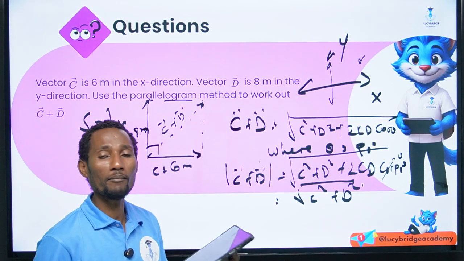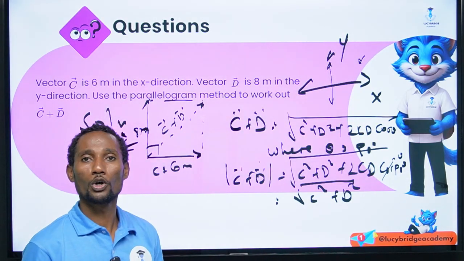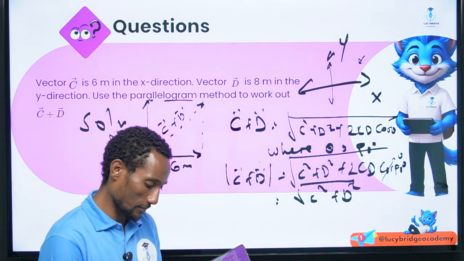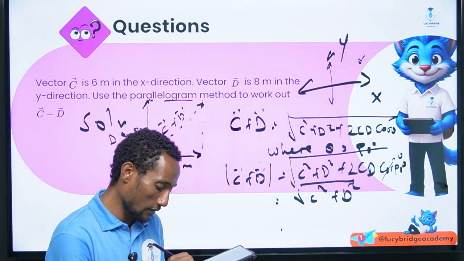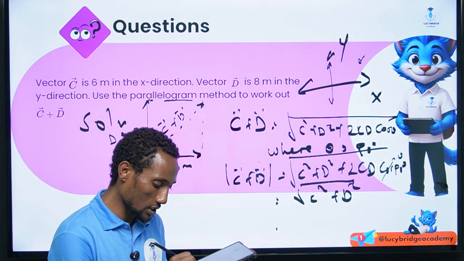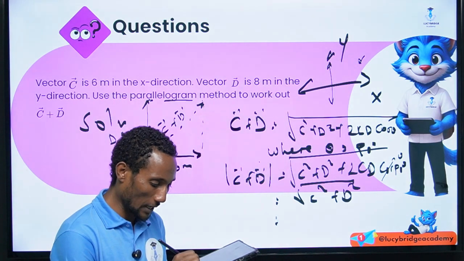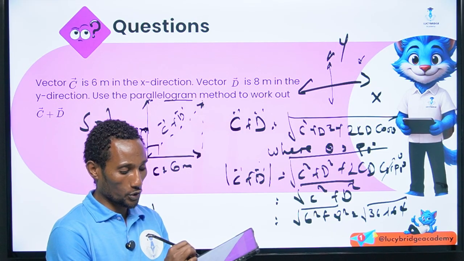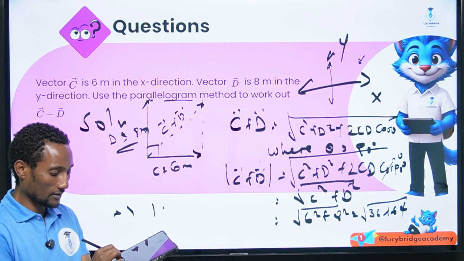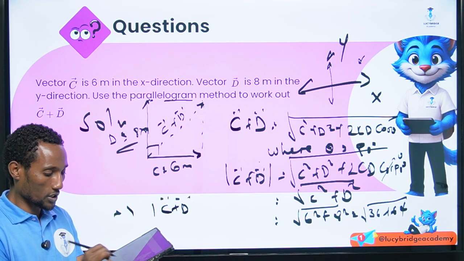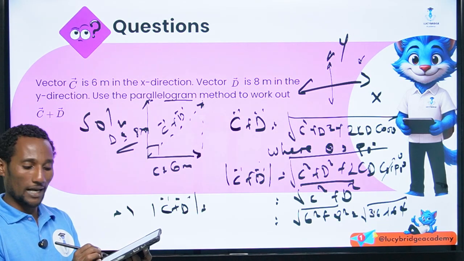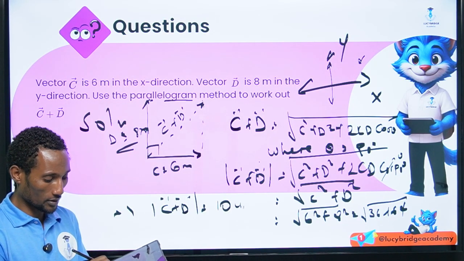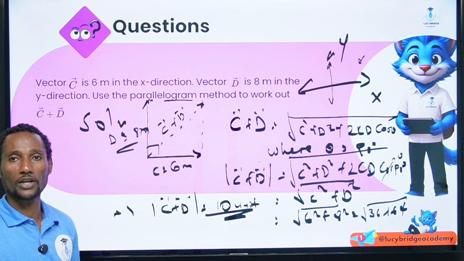This parallelogram method is converted to the Pythagorean theorem. In such a case, we have 6 squared plus 8 squared, which is the square root of 36 plus 64. Then the magnitude of C plus D is the square root of 100, which is equal to 10 units.